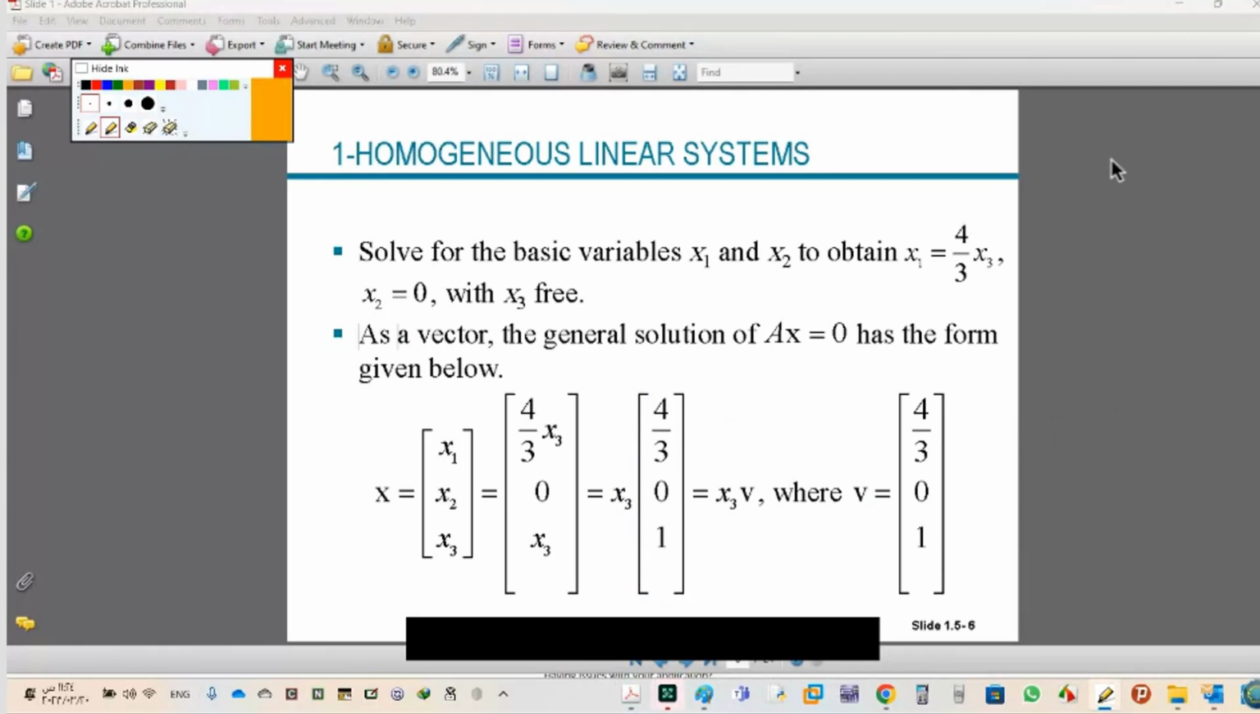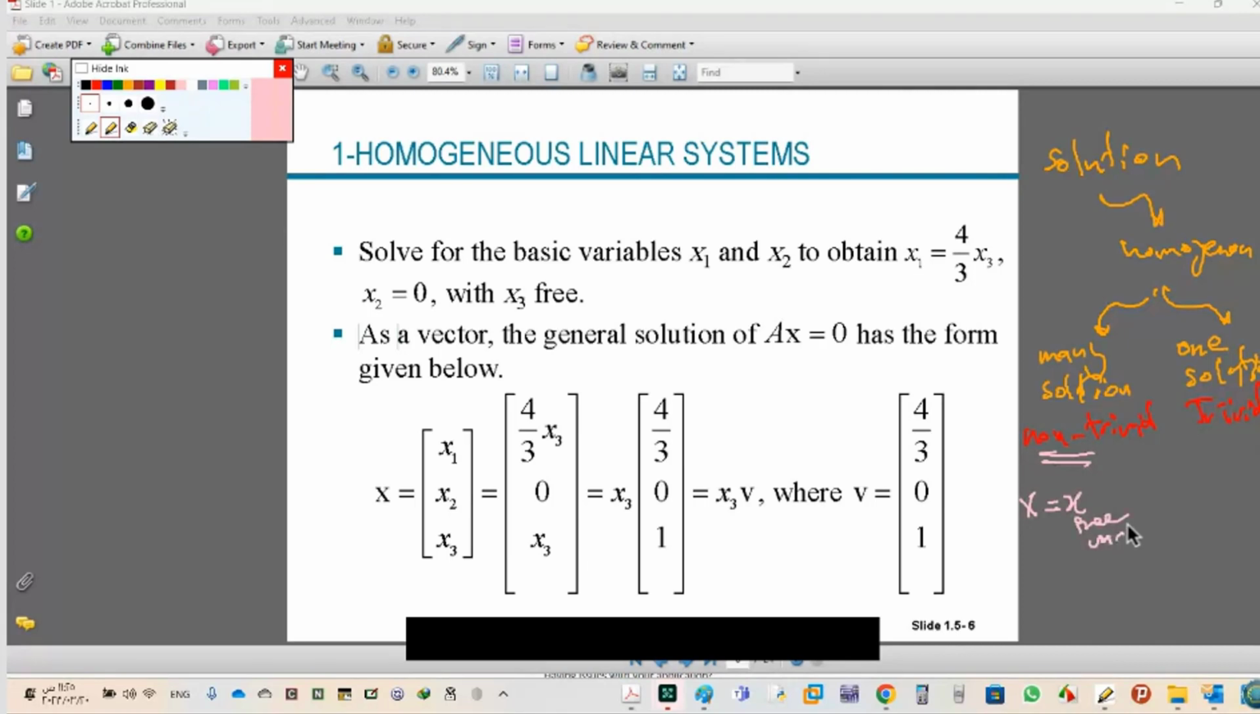Again, homogeneous. Now for the solution set. For homogeneous, either we have one solution or we have many solutions. One solution has a name, trivial. Many solutions we name non-trivial. For non-trivial, the answer will be in this form: x equals x free variable multiplied by v. For a trivial one, we have a value for x1, a value for x2, a value for x3. This is, we can say, its conclusion.